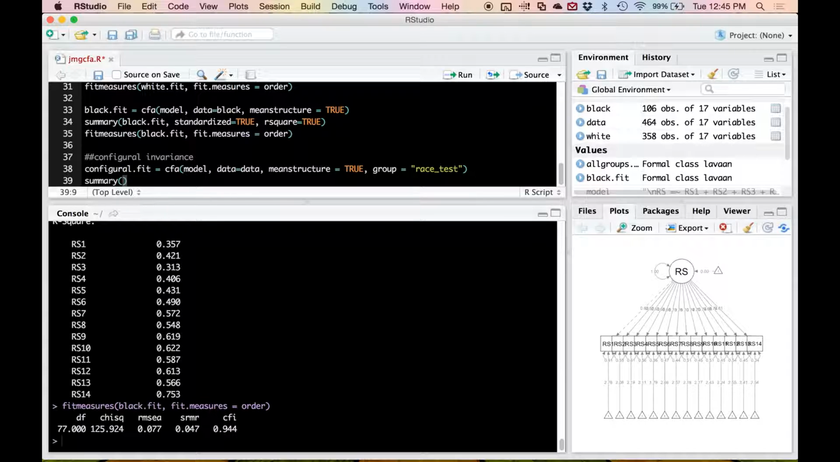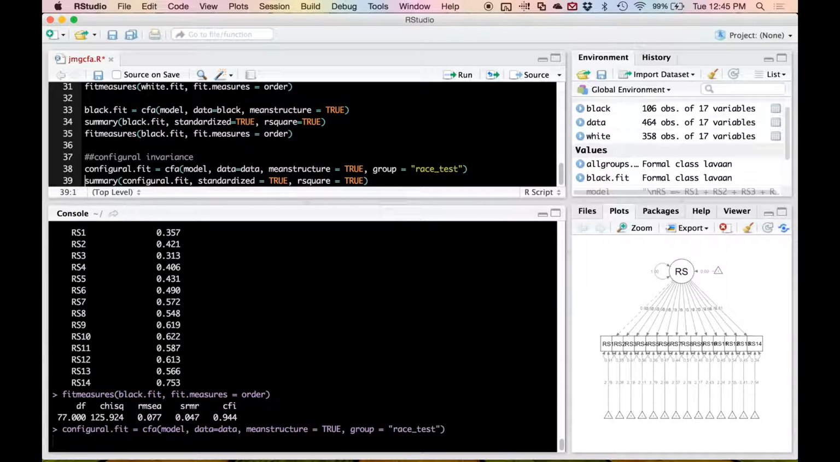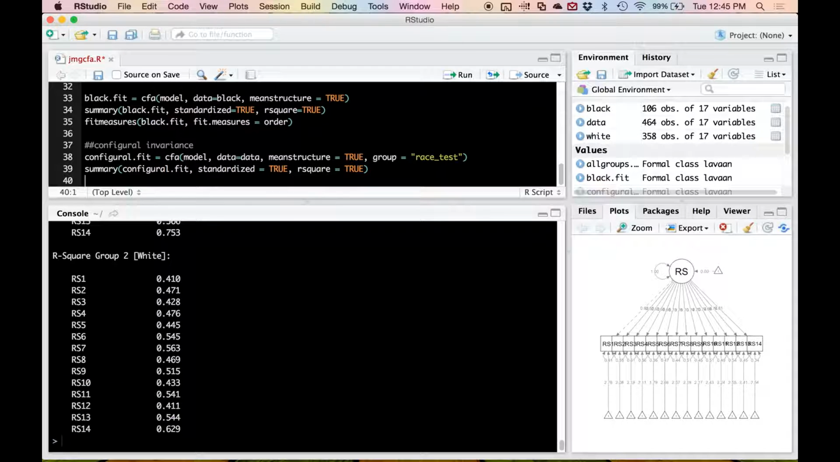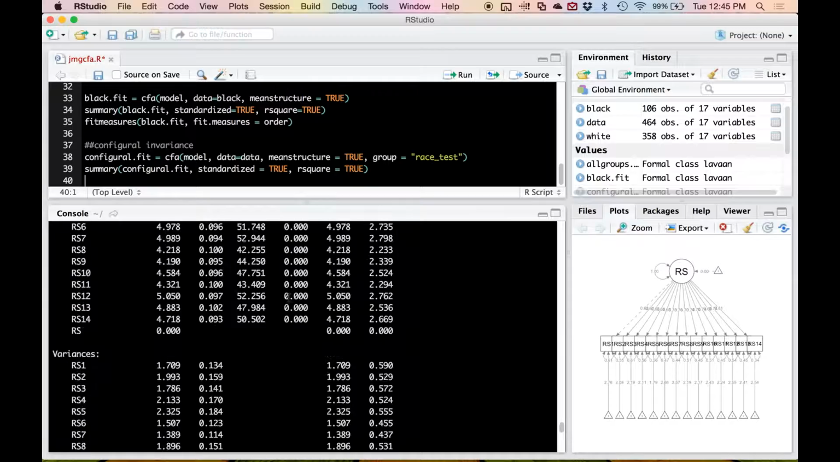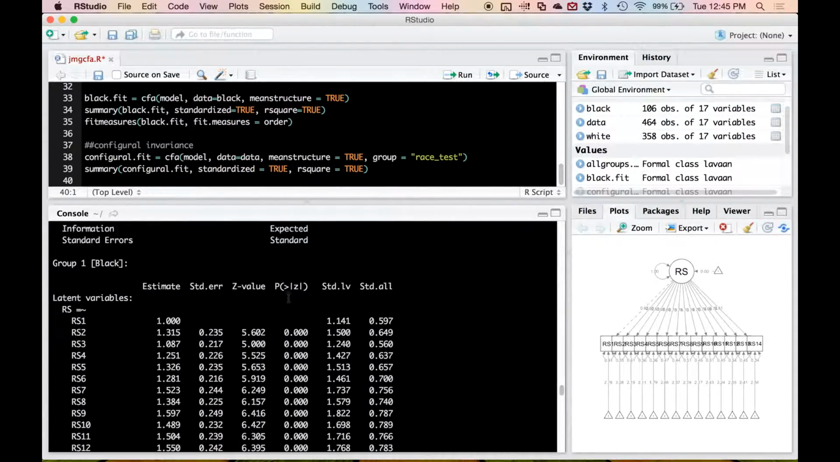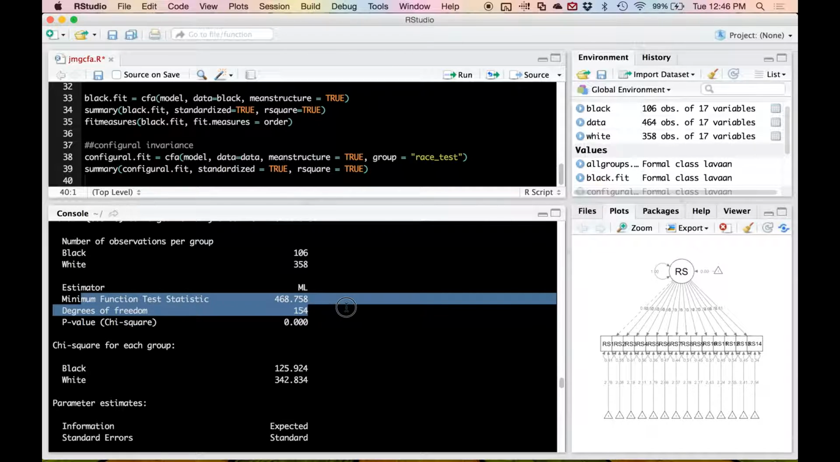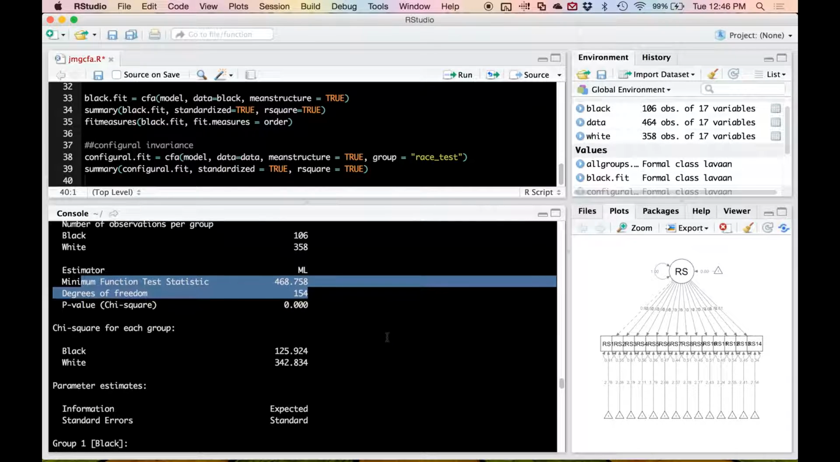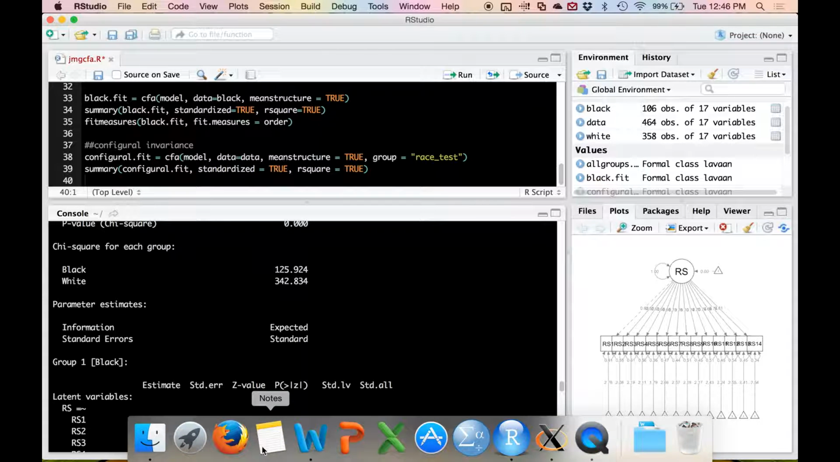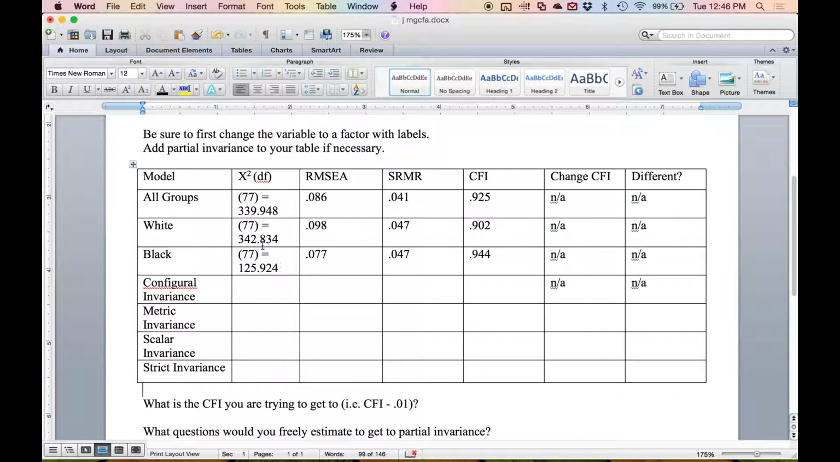Okay, so then we'll want to take a summary of that configural fit. Okay, and I always use standardized equals true and r squared equals true. So let's run that first one. So it ran. Get our summary. Now here's what's happening when you look at the summary here. So let me go to the top. You will get one overall chi-square. So we're going to look at the fit indices here in a second. But you're going to get a chi-square for them nested together. So this is one model. It's not two. But it does give you the chi-square for each group, so you could make sure you did it right. So I got 125, 342.